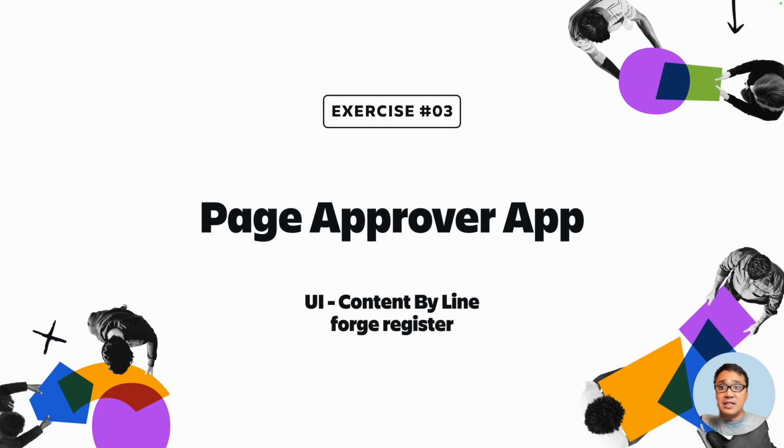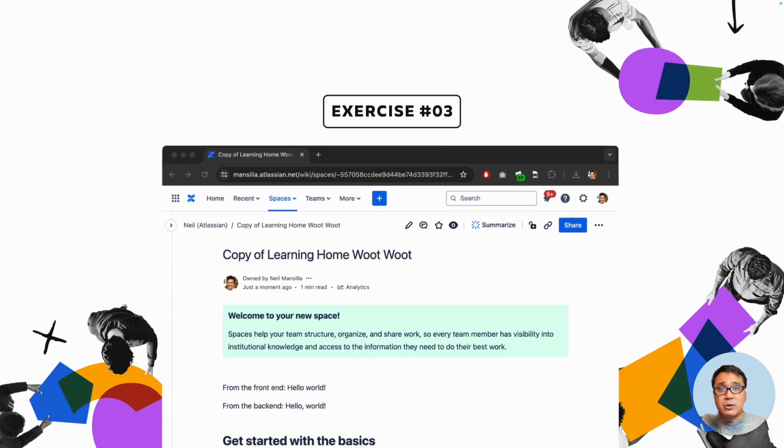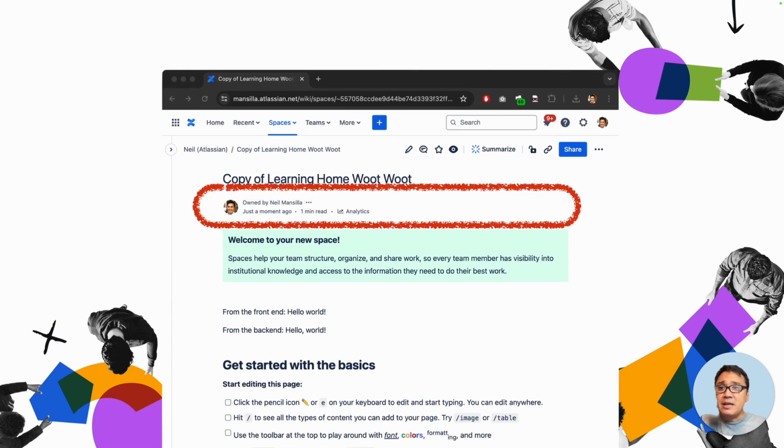For the next exercise, we're going to learn about another Forge module called Content Byline. I mentioned it earlier in the session. It's a module that gives our app the ability to embed itself in the byline area, which is right below the title and right above the body. That's the byline area right there. For this exercise, we're not going to build it from scratch. Rather, we're going to download a sample app from developer.atlassian.com and learn a new Forge CLI command called Forge Register, which allows us to take an existing Forge app repository and register the app as our own new app.